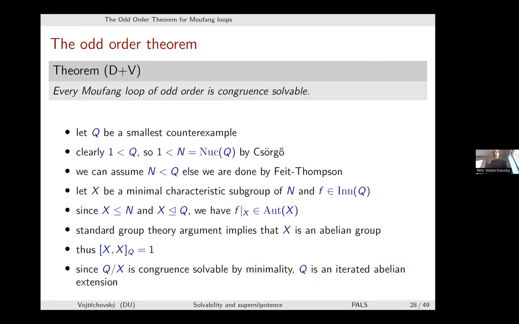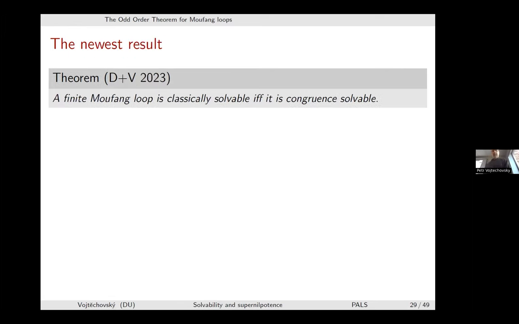And once it induces an abelian congruence, you know that your entire Q by induction is an iterated abelian extension, and you finish by induction on the order. So we are quite happy to get this strengthened odd order theorem for Moufang loops. But in fact, very recently, and this is not yet published and not yet really written, but I'm convinced it's correct, we can prove that in the finite case for Moufang loops, the two theories coincide as well.